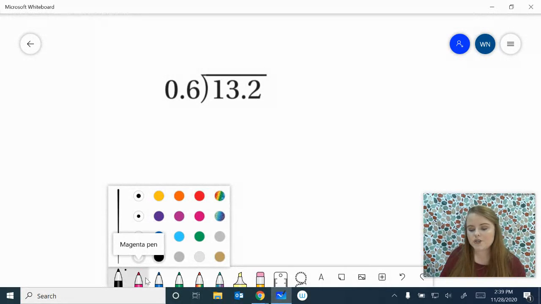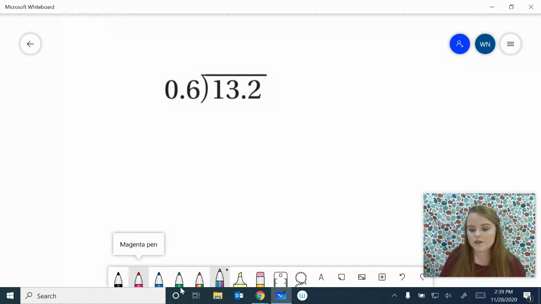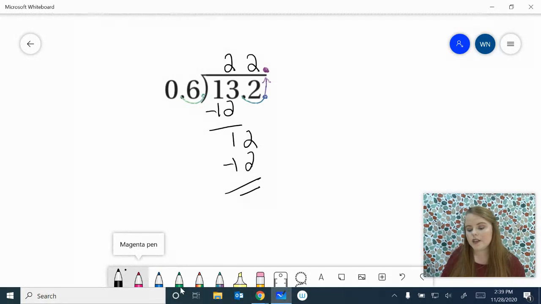All right, 13 and 2/10 divided by 6/10. Remember, you cannot divide with the decimal in the divisor, so we're going to swoop it out. Only took one swoop there, so we're going to swoop this one out. Bring it up. It goes right here. Let's divide. 13 divided by 6 is 2. 2 times 6 is 12. Subtract 12 again. 2. 2 times 6 is 12. Nothing left. So 13 and 2/10 divided by 6/10 gets me 22.